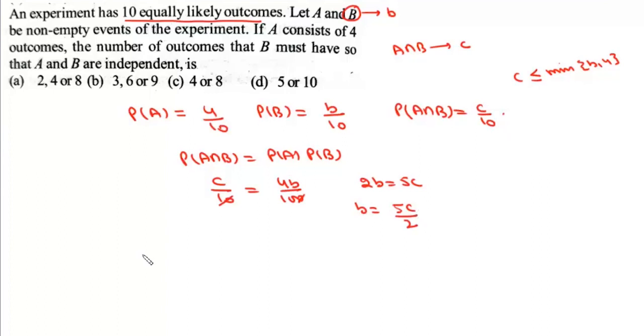Now since B is non-empty, the value of C cannot be 0, but C has to be an even number. So the only possible values of C in this case are either C can be 2 or C can be 4. Now if C is 2, then the value of B is 5, and if C is 4, then the value of B is 10. So B must have either 5 or 10 outcomes. That means this option D is correct.